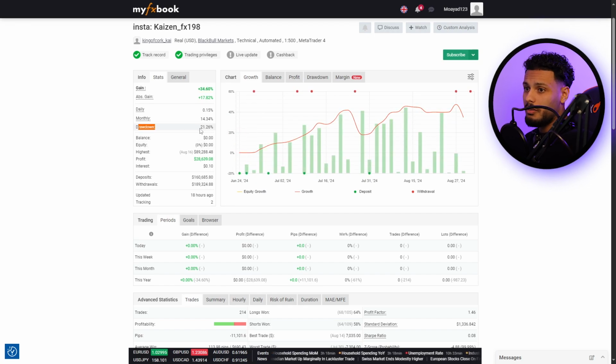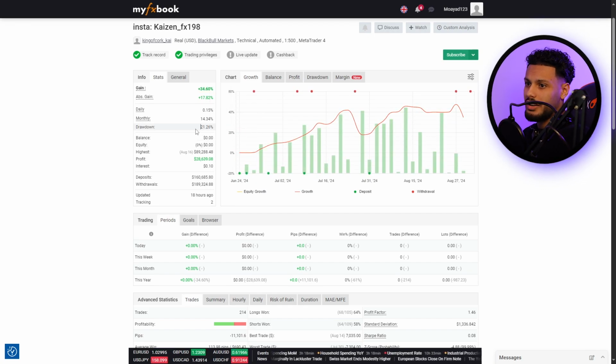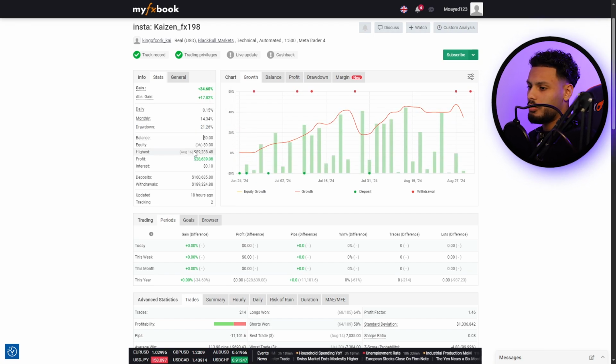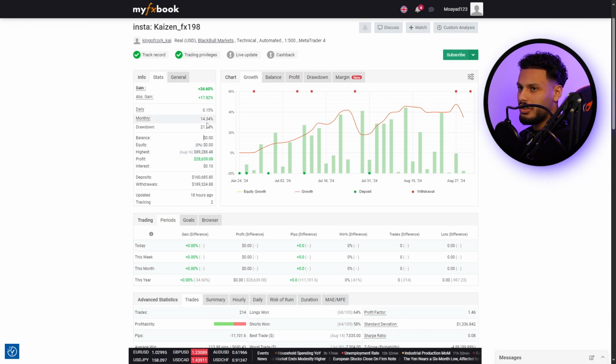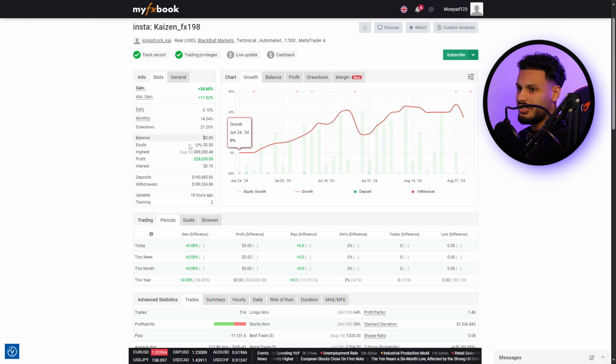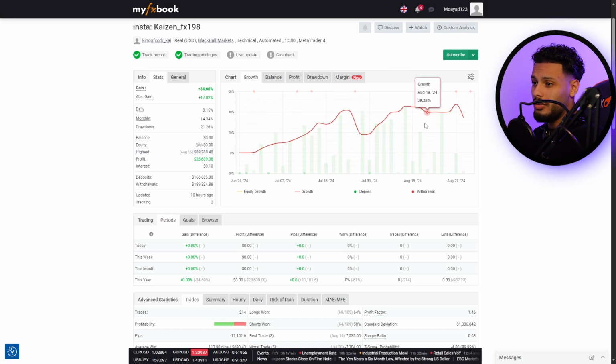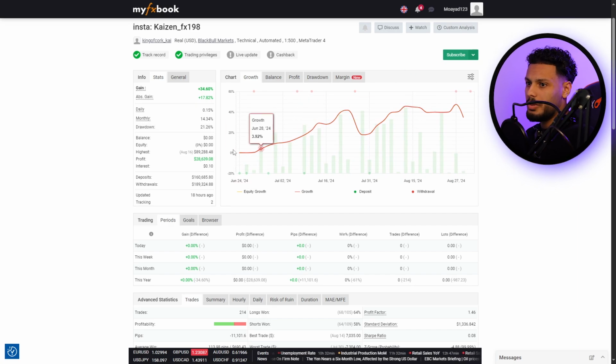Now, one of the most important things that you want to take a look at right here is drawdown. Drawdown is also pretty important, but I've noticed that sometimes my FX book doesn't calculate drawdown correctly if you move funds from one account to another. So be careful with that.